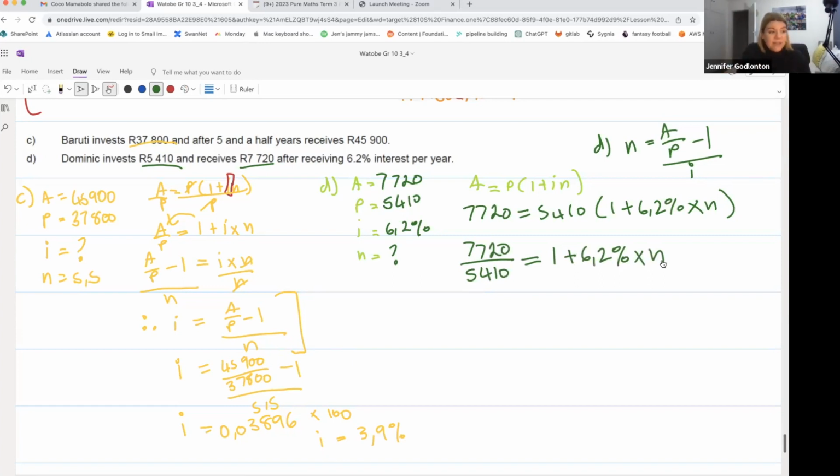If you don't want to use these big numbers, you're welcome to put that into your calculator at this point and work out what that is. So if you're not wanting to keep it as a fraction, you can say 7720 divided by 5410, and that would give you a decimal. But if you're going to keep those decimals, keep multiple decimal places. So I'm just going to keep it as a simplified fraction, 772 over 541. Then we're going to want to move that 1 over. So we're going to minus a 1.